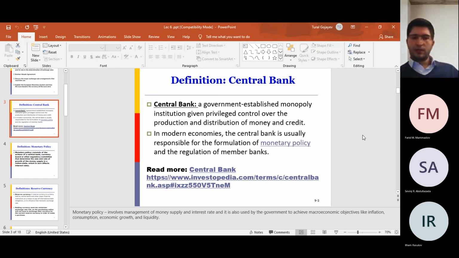About monetary policy, we talked about it. If you remember from our previous lectures, we said that monetary policy involves management of money supply and interest rate, and also the central bank tries to achieve macroeconomic objectives like inflation, consumption, economic growth, and liquidity. I have added the link here. If you want more information about the role of the central bank, you can click on the link and find it in the slide.